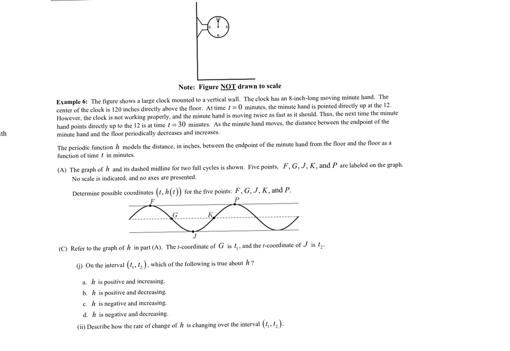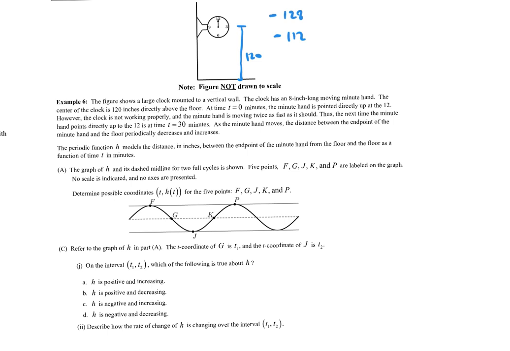All right, I just want to do a quick run through for example 6. So we've got this clock. We know that the minute hand is 8 inches long, and the center of the clock is 120 inches above the ground. So there's 120. I know the top, then if it's 8 inches long for the minute hand, that'd be 128, and the bottom would be 8 inches below 120, so that'd be 112.